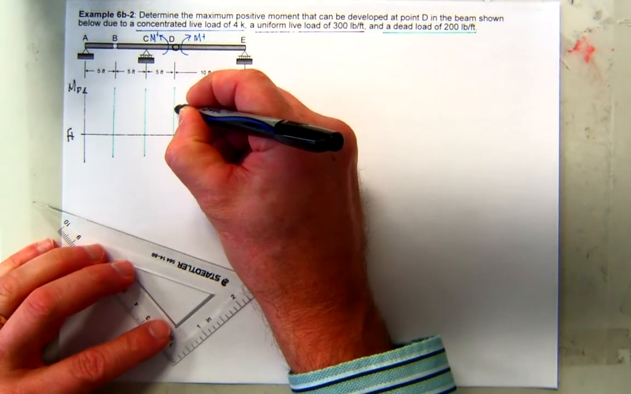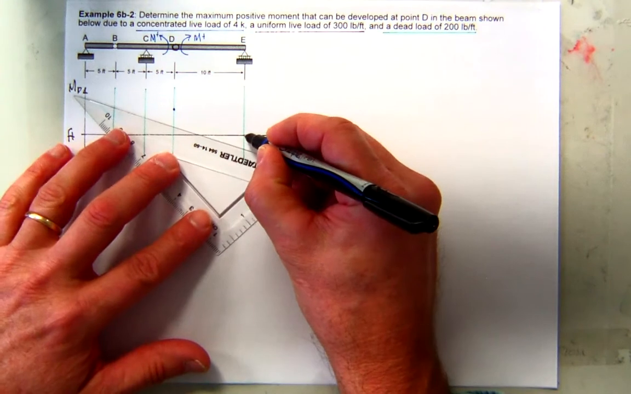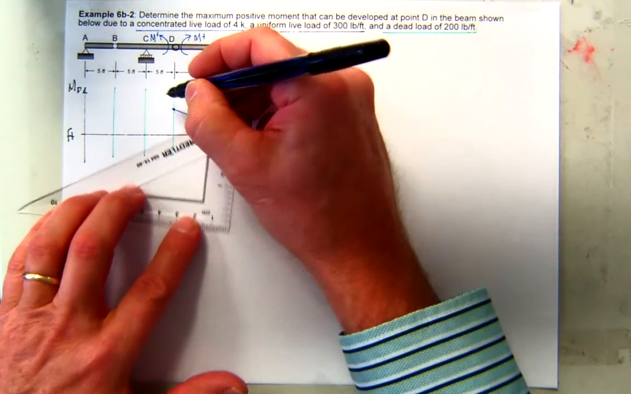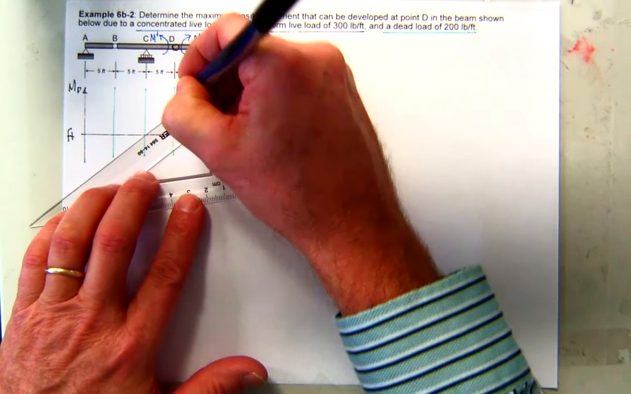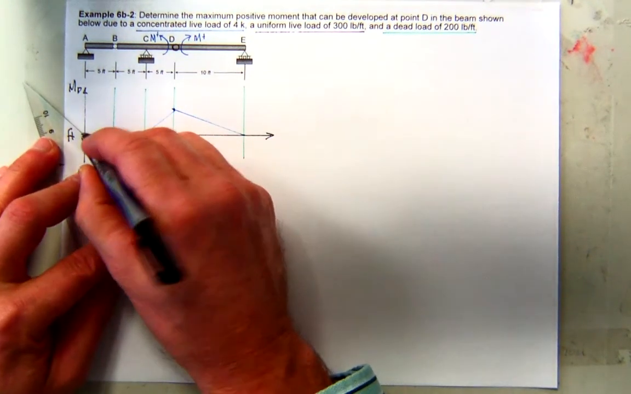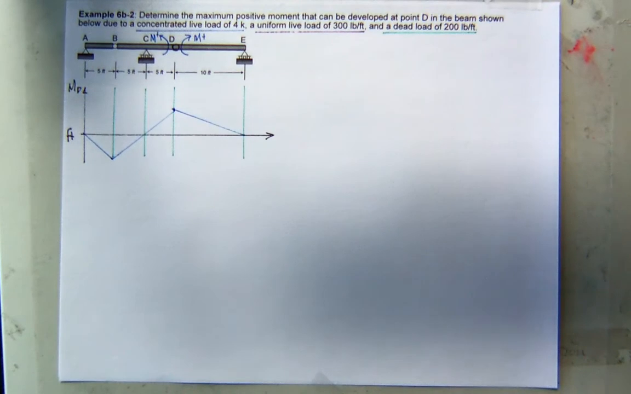So if it comes up to here, let's say, then it'll go like that. It'll hinge at D. It'll seesaw over C. Then the hinge at B will allow it to rotate back up and connect at A. So there's the shape of my influence line.